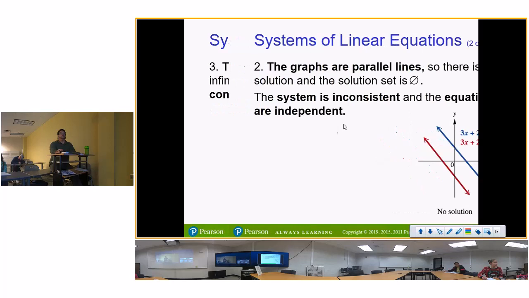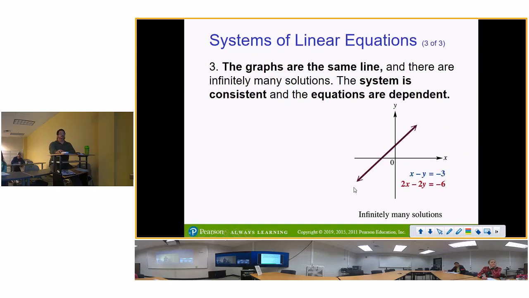And the last one is the same line. These two right here don't look like the same line, but if you solve it for y, you come up with the same line. And when you have the same line, if you set them equal to each other, you're going to get a true statement, which is 5 is equal to 5, or 4 is equal to 4. And that means your answer is all real what? All real numbers. And this is consistent and dependent. Those are the highlighted words you need to write down when it's the same line or you get a true statement. It is consistent and the equations are dependent.